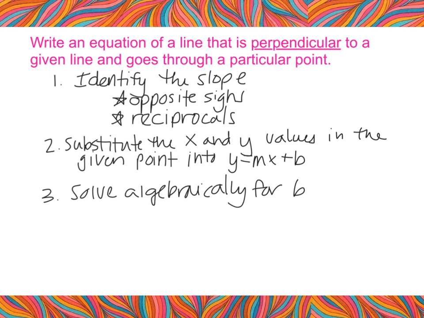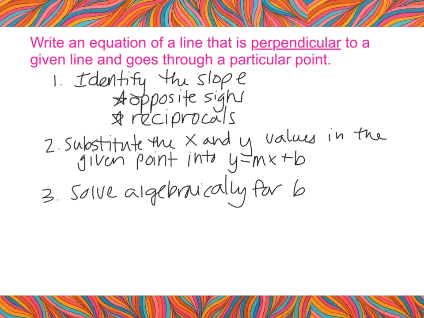Let's just summarize this process one more time. When we are asked to write an equation of a line that is perpendicular to a given line and goes through a particular point, we're going to first identify the slope of our new line. Unlike parallel lines, it's not the same slope. The slopes have to have opposite signs. In other words, one is positive and one is negative, and they must also be reciprocals of one another.